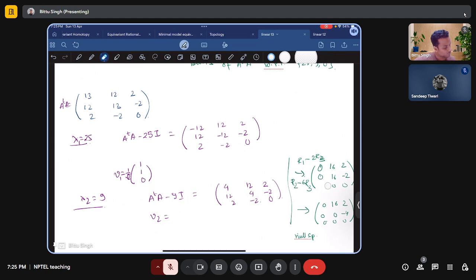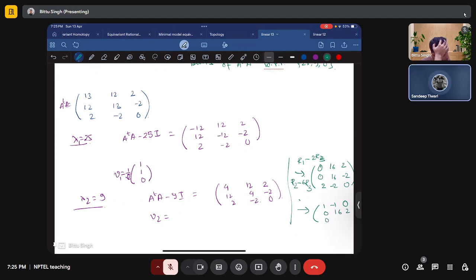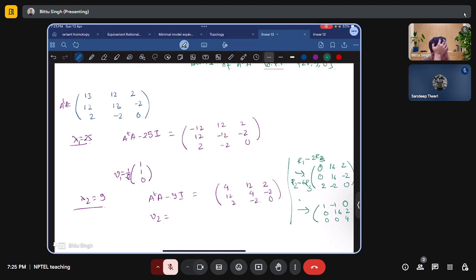Sorry, I am doing something wrong. 2 minus, this will also be there. 2 minus 2, 0. Sorry. So we can do half times R3 and move it to the first row, that is 1, minus 1, 0. Then the second one is 0, 16 plus 2, and the third one is 0, 32, 0. Then 0, 0, 4 minus 4. So you can make it 1 by dividing.